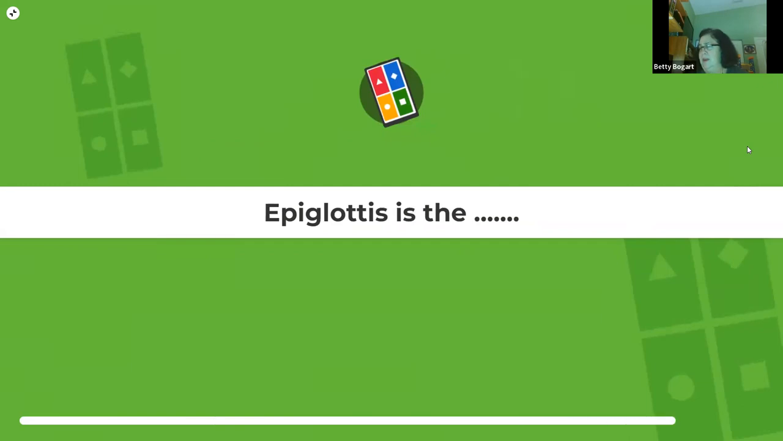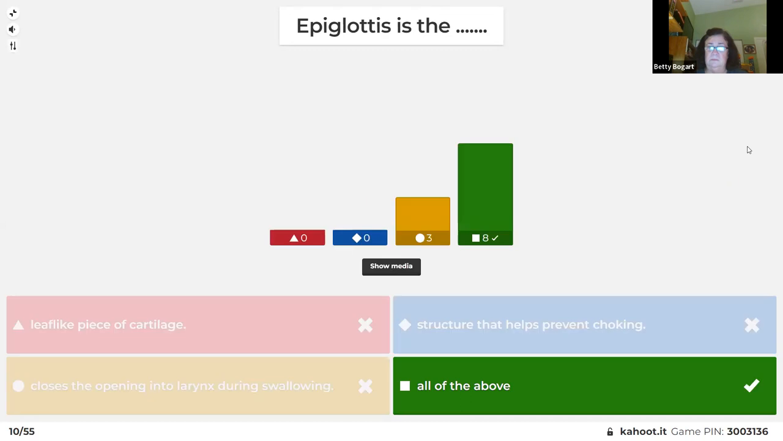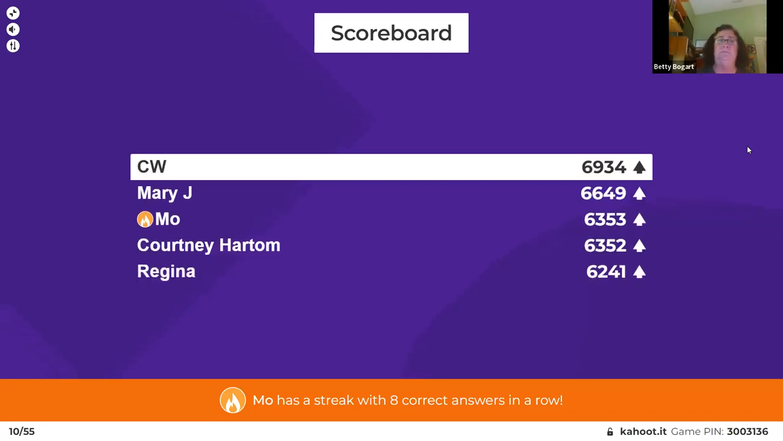Epiglottis is what? What is an epiglottis? What does that do? It's that leaf-like piece of cartilage that covers the larynx when you swallow to prevent choking. So you can eat without it being aspirated.